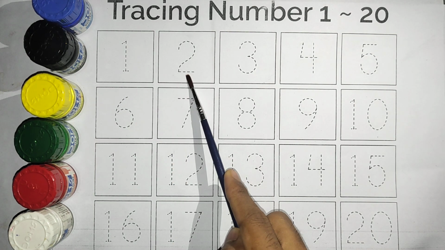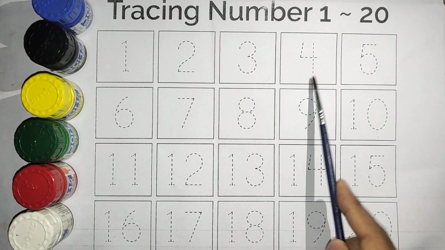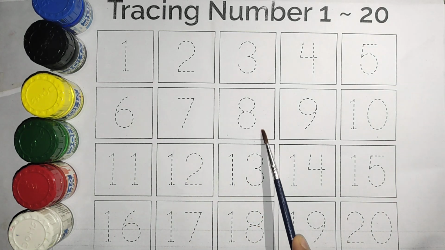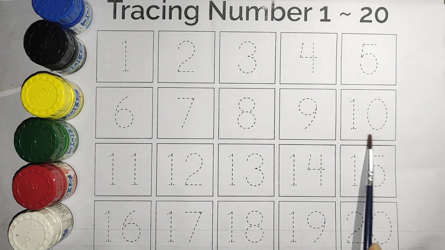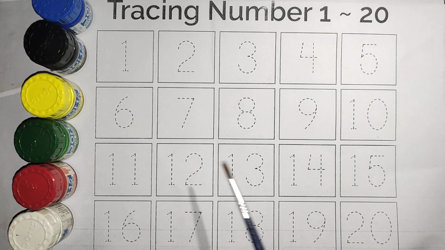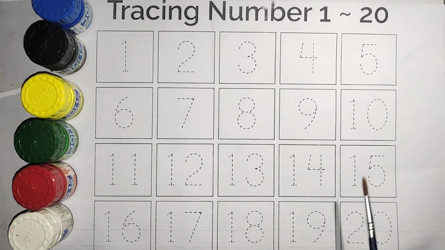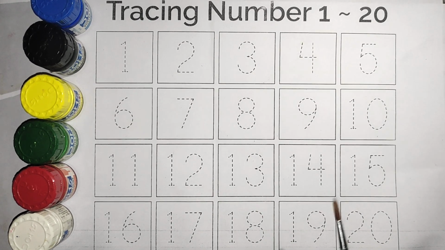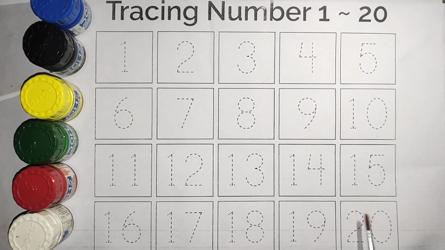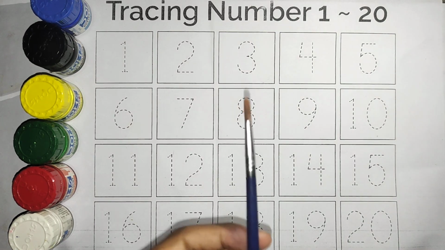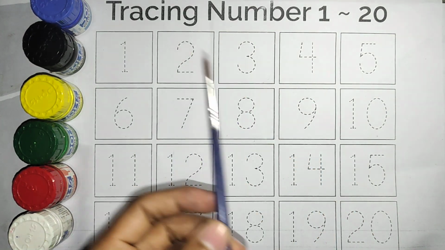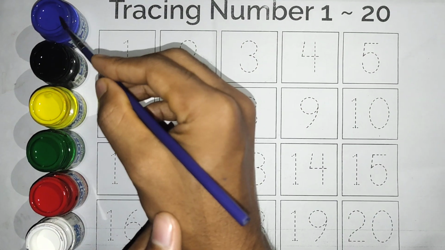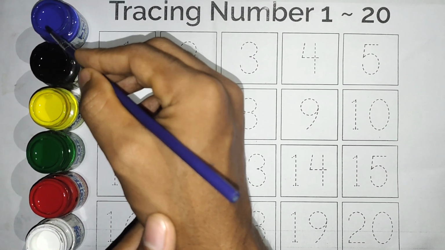1 2 3 4 5 6 7 8 9 10 11 12 13 14 15 16 17 18 19 and the last one is 20. So kids, now we are coloring numbers. So kids, first we are using blue color.